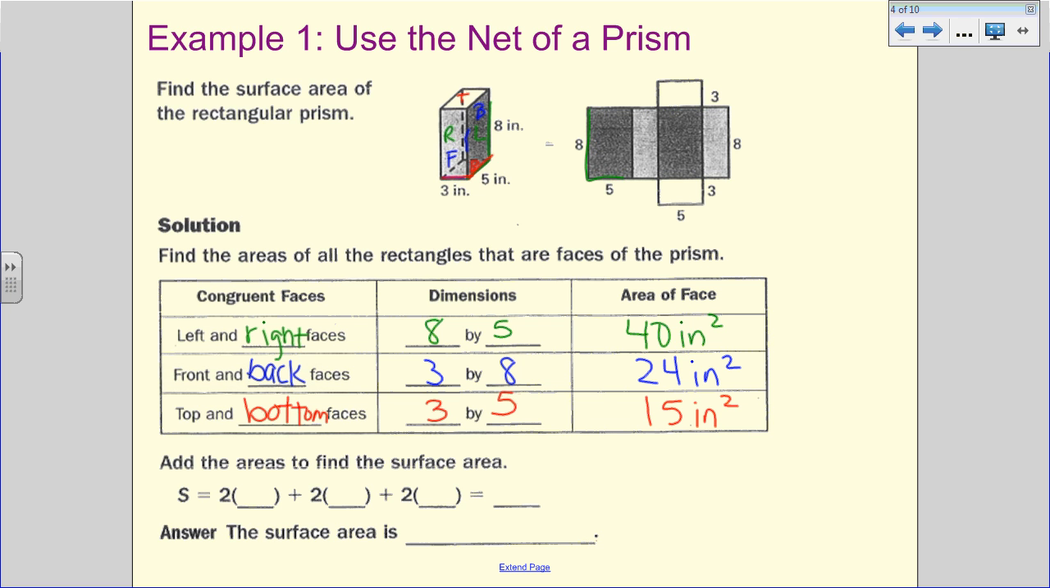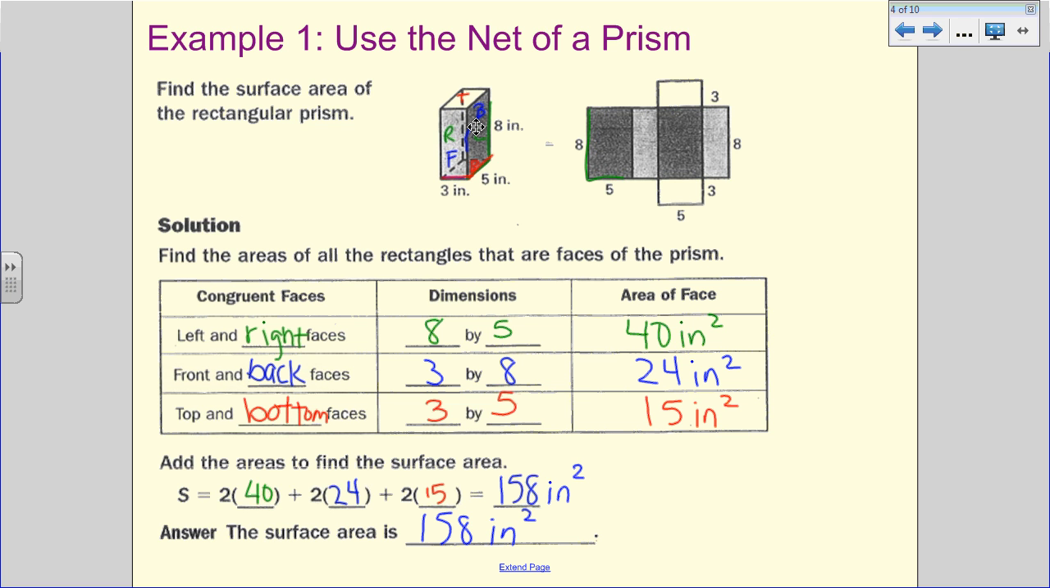And so because I have 2 of each of those, I have a left and a right side, it's 2 times the 40 inches squared, plus 2 times the 24 inches squared for the front and back, and then 2 times the 15 for top and bottom. And so 80 plus 48 plus 30 is 158 inches squared. So it's 158 inches squared. So that's one way of doing it.